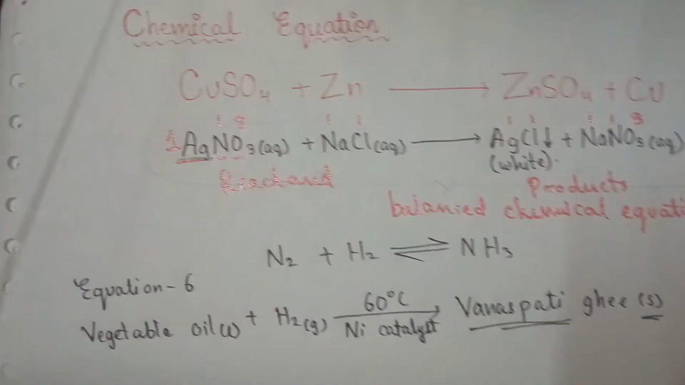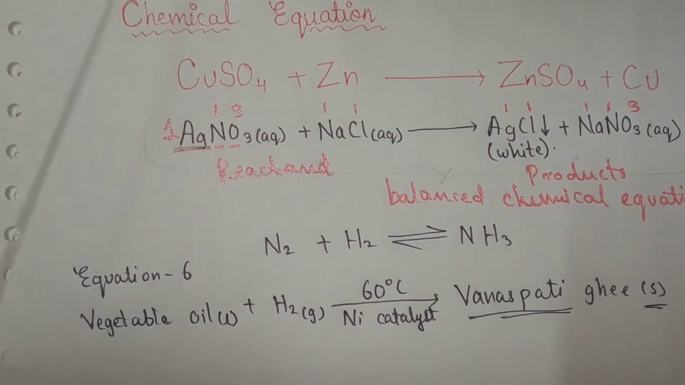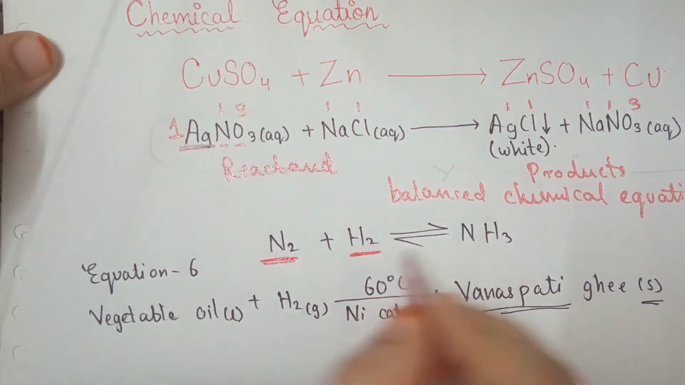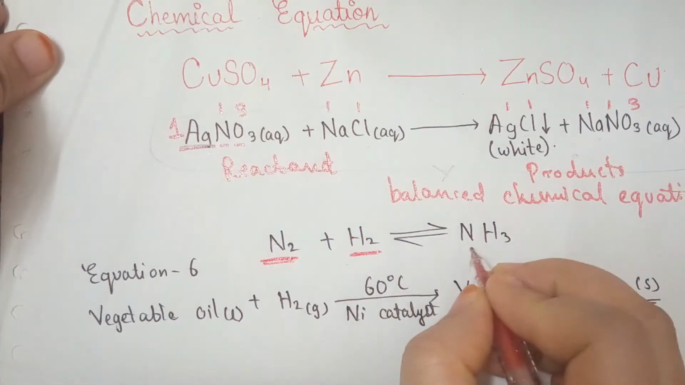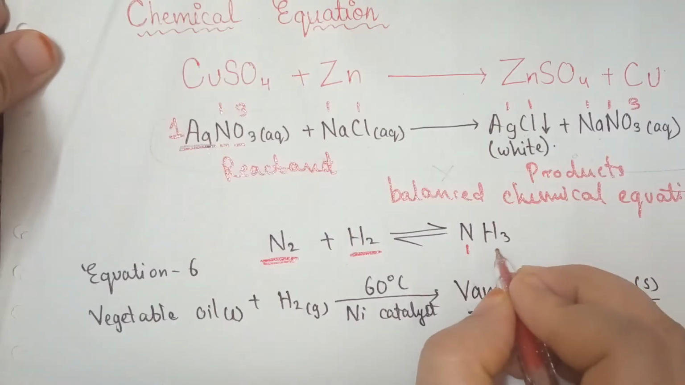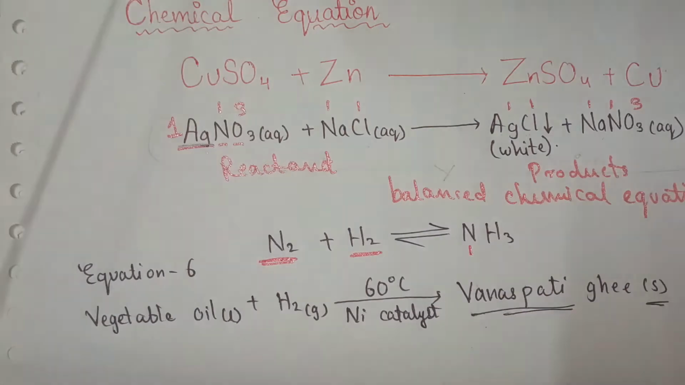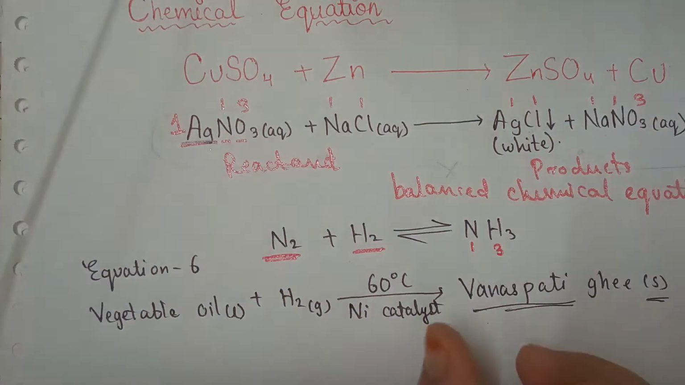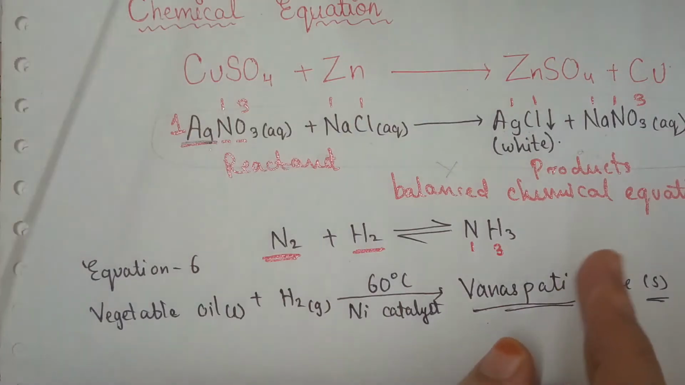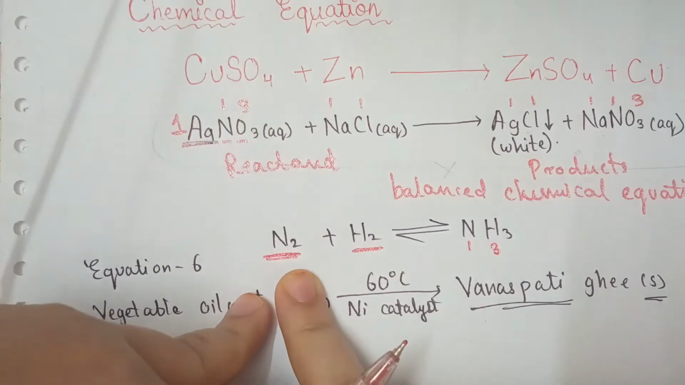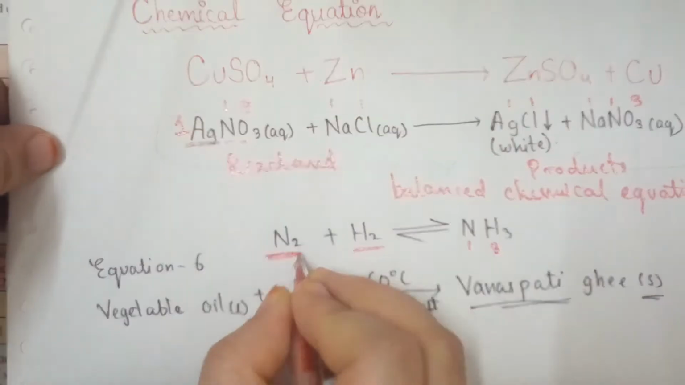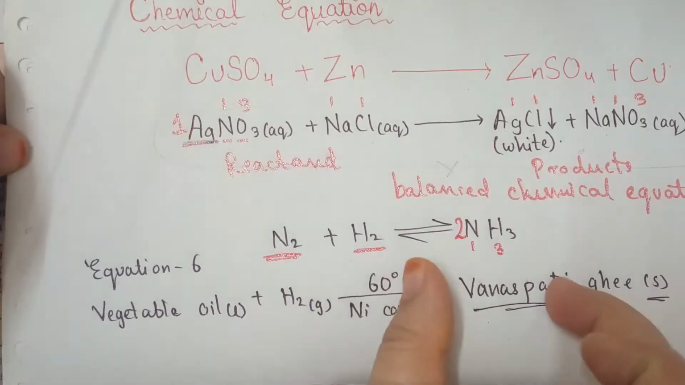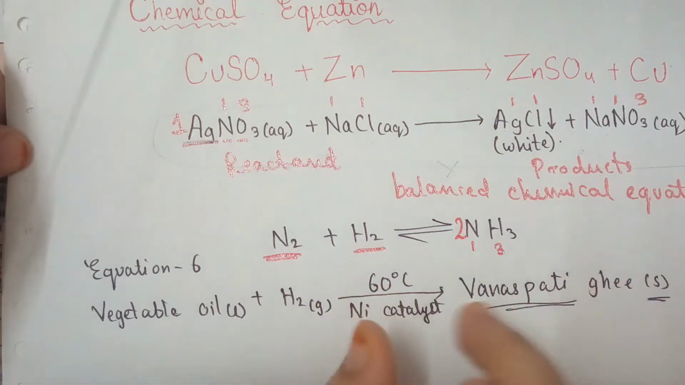Alright, so here if we look, two atoms of nitrogen and two atoms of hydrogen are there, and on the product side one atom of nitrogen and three atoms of hydrogen are there. That means this reaction is unbalanced and we have to write the balanced equation. First we will select nitrogen. Here two atoms are there, so we will apply a factor of 2. Now just look at the number of atoms here.